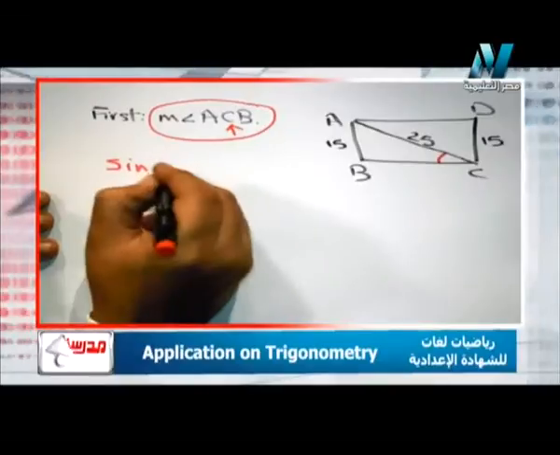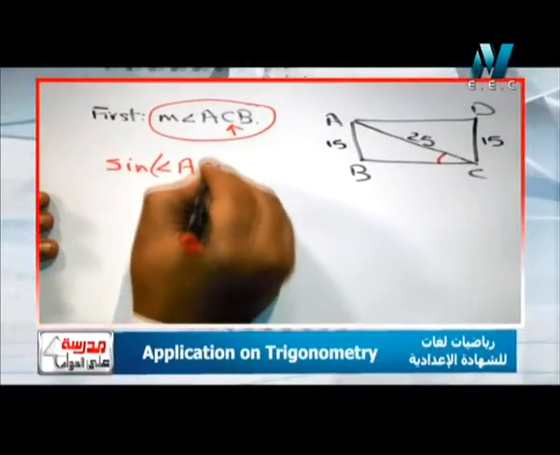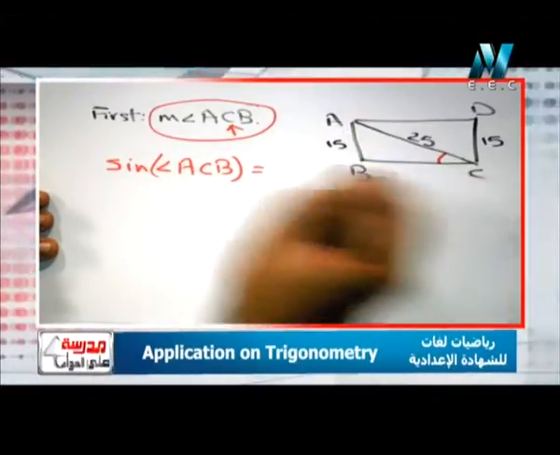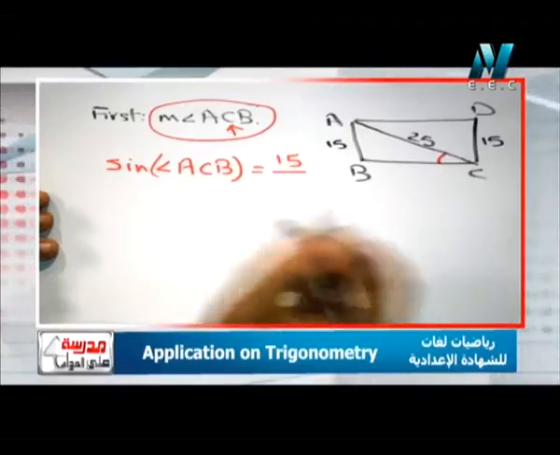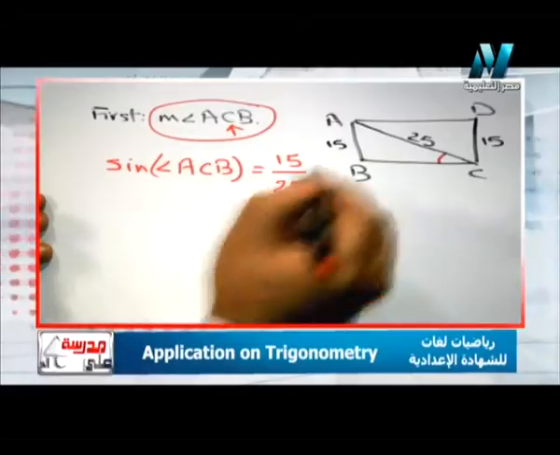So I'm going to write here: sine angle ACB equals the length of the opposite side of this angle, which is 15, over the length of the hypotenuse, which is 25.